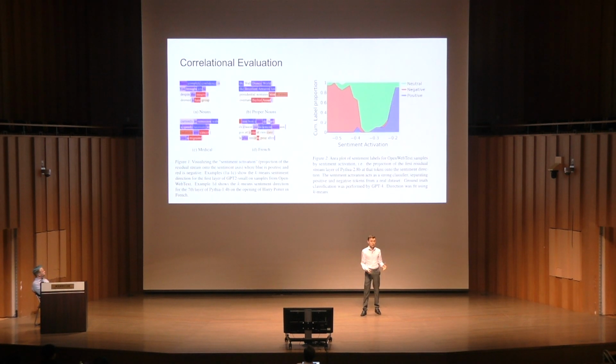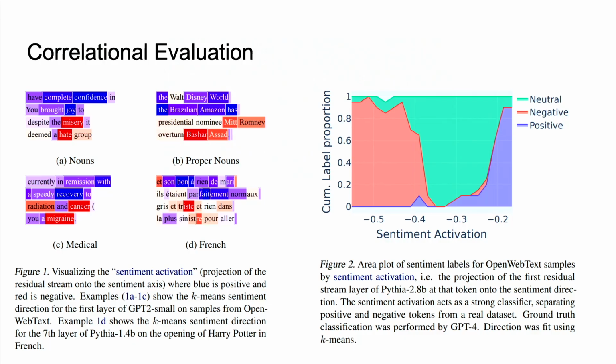So the first way to test this is this correlational approach, where we're going to run the language model on a set of text from the real world. This was done using OpenWebText from Hugging Face. At each position, using color, we're going to visualize what I'm going to call the sentiment activation: if you take the residual stream and project it onto this direction that we believe is the sentiment direction, you get a single floating point number. And so we can visualize that at each position very easily.